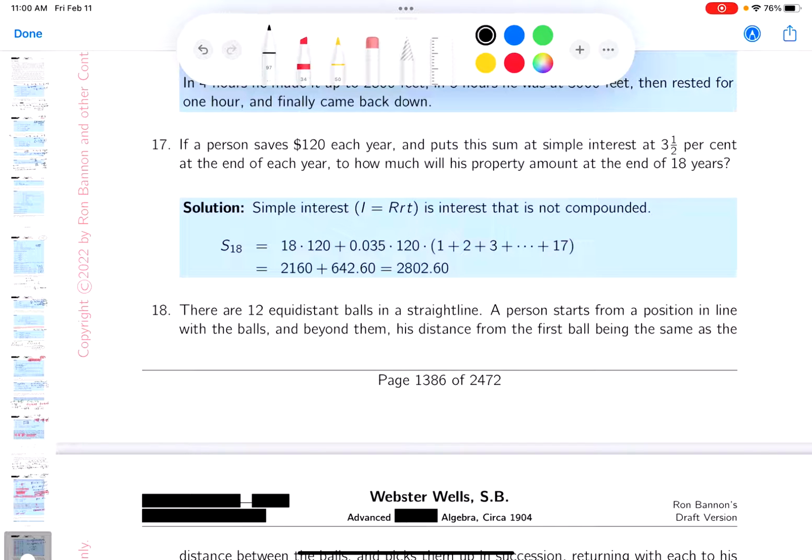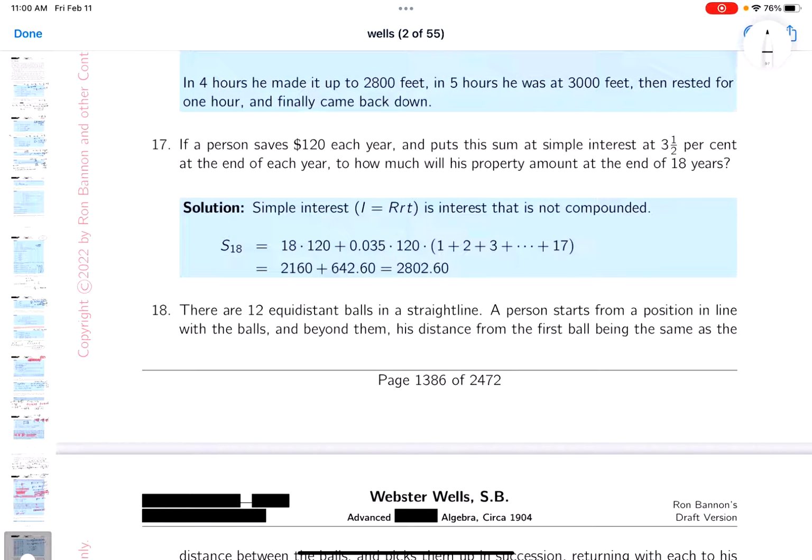Again, we're at the point where we're just talking through the answer key. So if a person saves $120 each year and puts the sum at a simple interest of 3.5% at the end of each year, it gets that interest rate, by the way, to how much will this property amount to at the end of 18 years?